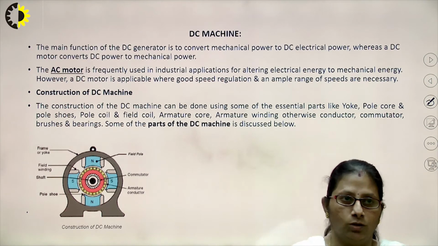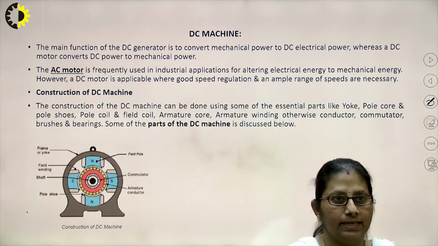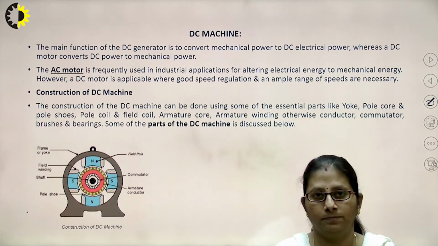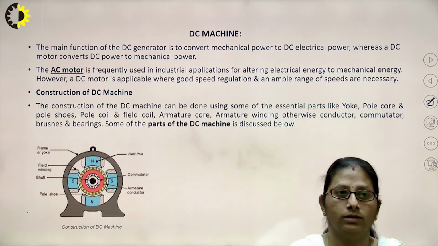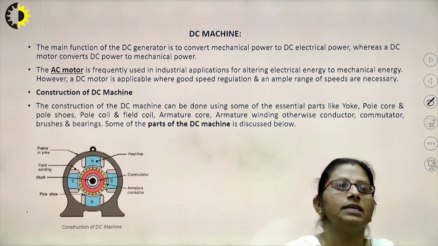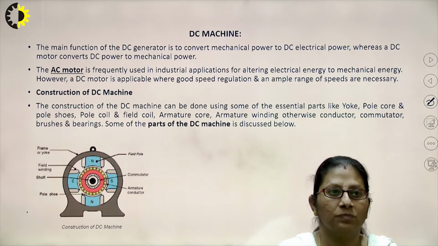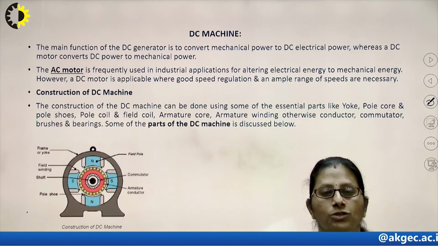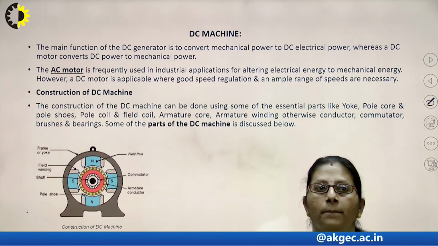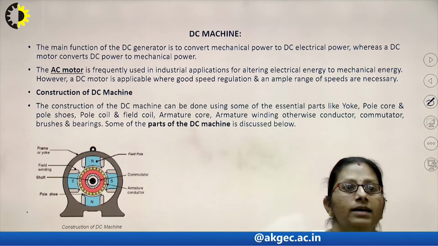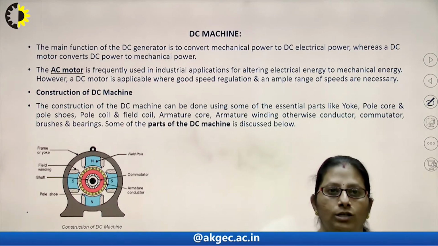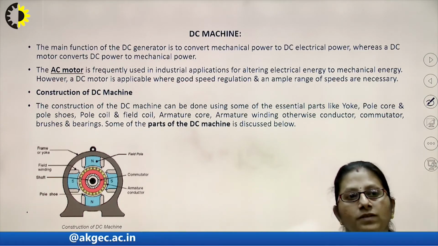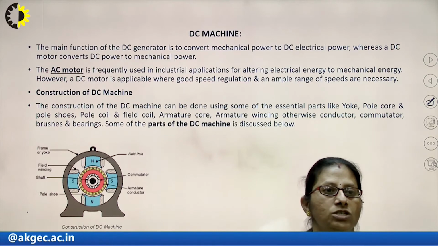The main function of the DC generator is to convert mechanical power to DC electrical power, whereas a DC motor does the reverse. That means it converts DC power to mechanical power, right? What does an AC motor do? An AC motor is frequently used in industrial applications for altering electrical energy to mechanical energy. However, a DC motor is applicable where good speed regulation and an ample range of speeds are necessary, right? Now, coming to the construction of the DC machine, how is the DC machine constructed?